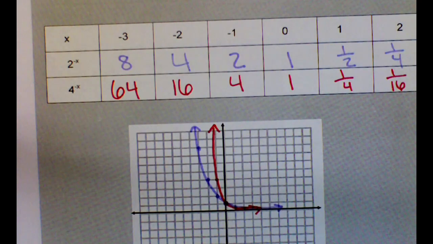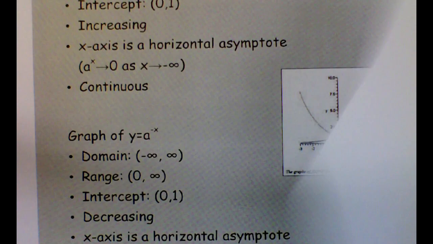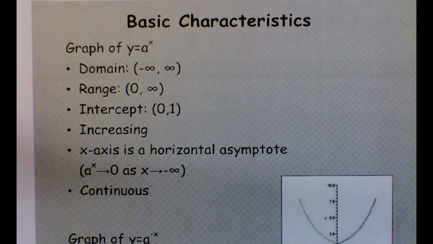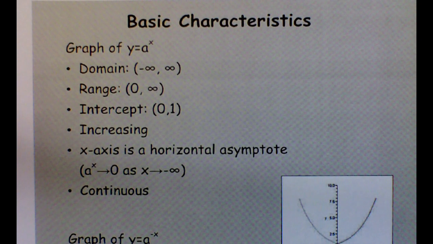So the only difference between these two graphs and those first two graphs is that they were reflected over the y-axis. So some basic characteristics for us. If y equals a to the x power, the domain is negative infinity to positive infinity. I can plug in any x values I want. The range is 0 to infinity. You'll never get 0, and you'll never get a negative value. The intercept is 0, 1. It'll always cross 0, 1 every single time.